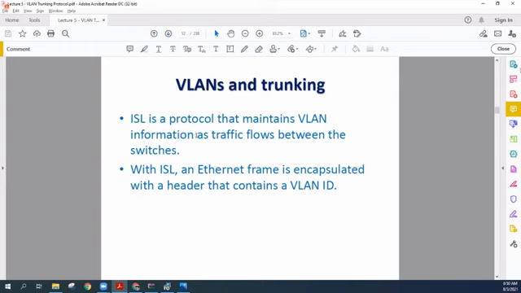ISL is a protocol that maintains VLAN information as traffic flows between the switches.